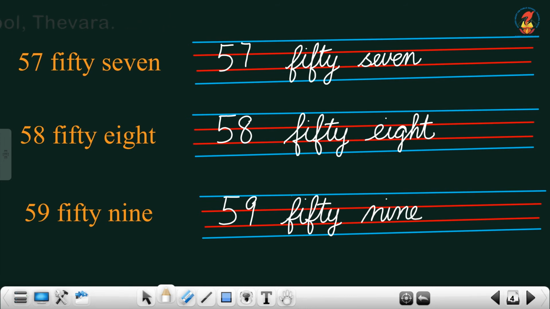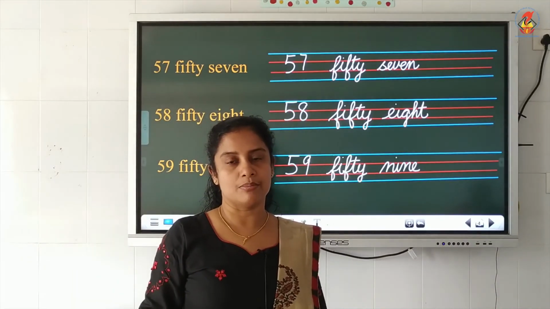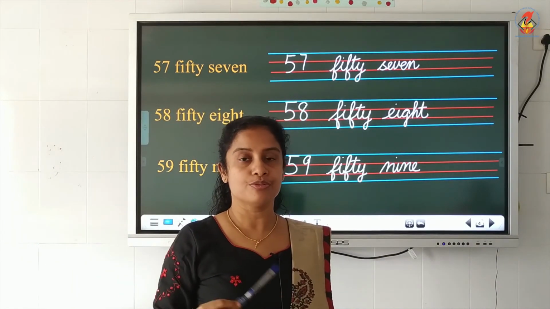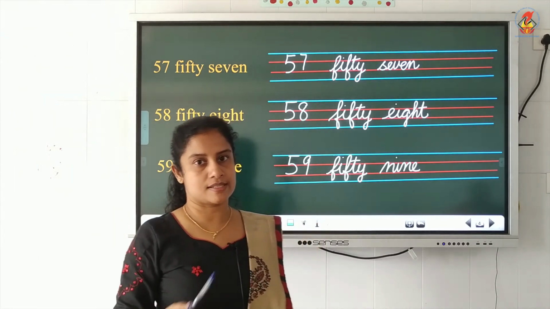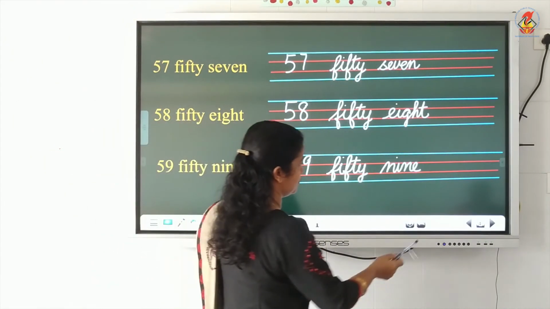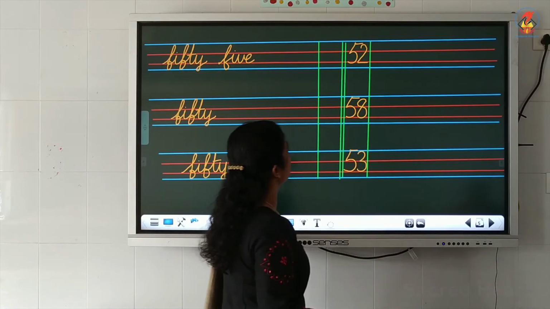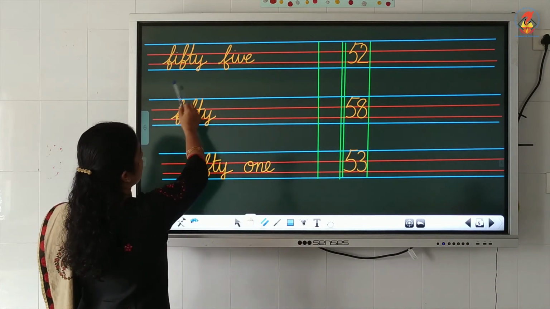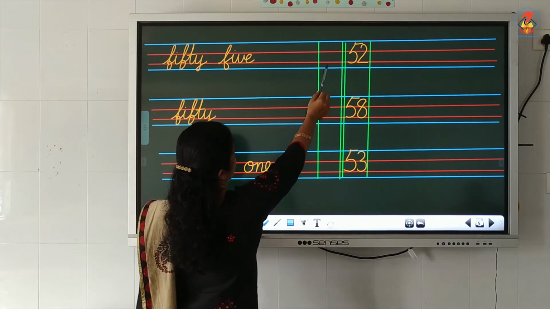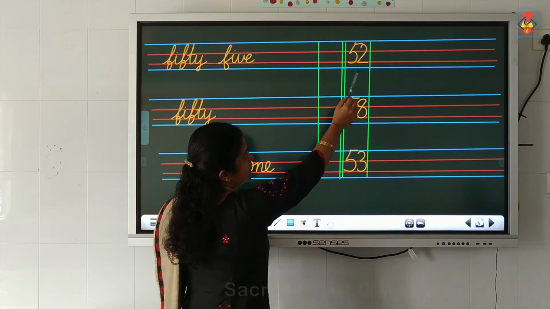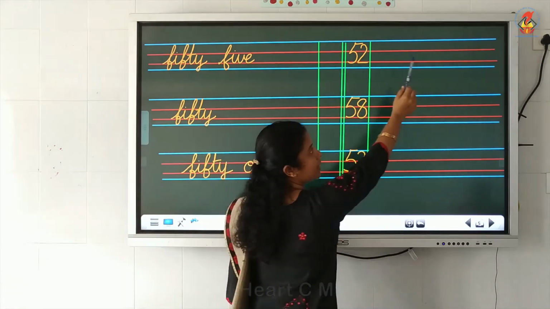Okay children, did you understand? Now we wrote number and number names from 50 to 59. Now we'll do an exercise related to this topic. So look into the board children. Here you are given the number name. Here what you have to write? You have to write the number. Here the number is given, you have to write the number name.